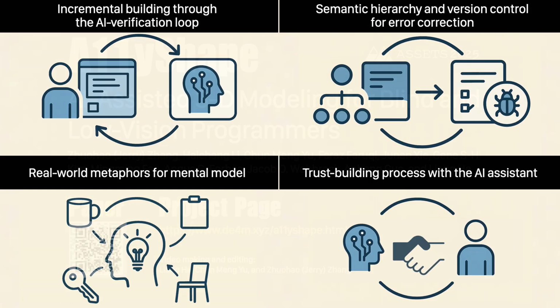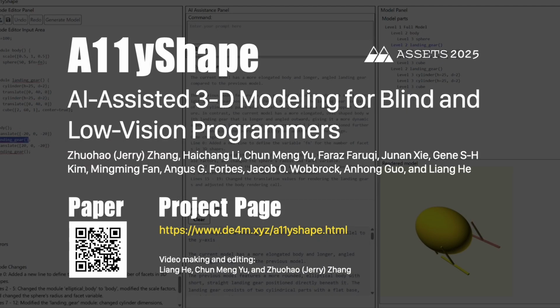A11yShape explores a new way of supporting BLV people in creative tasks, which also involve a lot of visual and complex operations. For more information and implementation details, please refer to our paper and the project page.